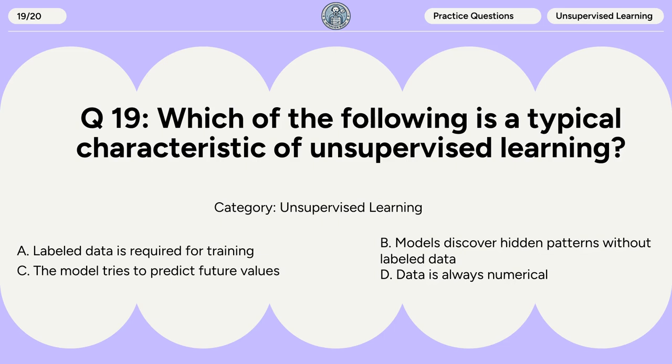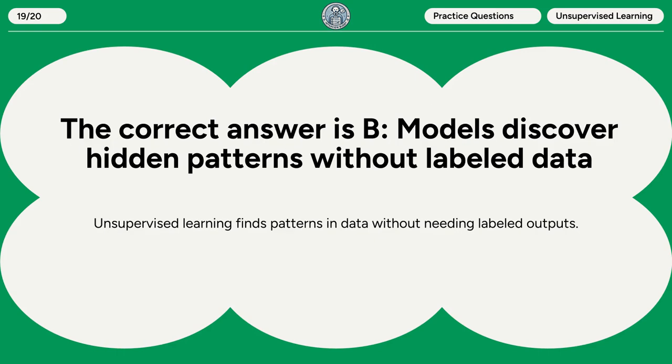Question 19. Which of the following is a typical characteristic of unsupervised learning? A. Labeled data is required for training. B. Models discover hidden patterns without labeled data. C. The model tries to predict future values. D. Data is always numerical. The correct answer is B. Models discover hidden patterns without labeled data. Unsupervised learning finds patterns in data without needing labeled outputs.